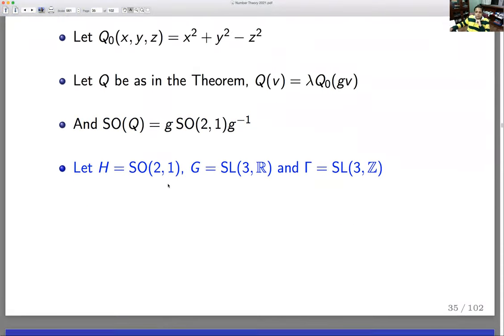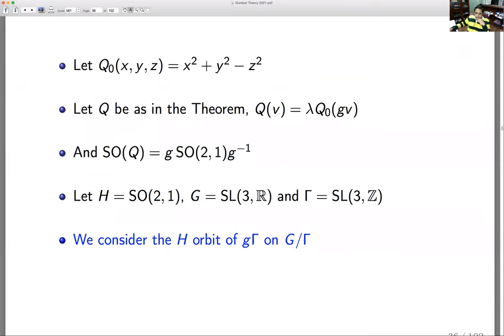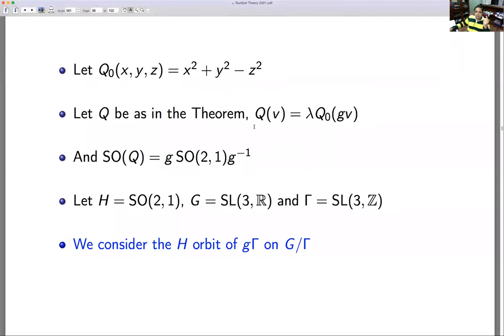And what we're going to do is look at the orbit of SO21 acting on the coset G gamma. So the coset G gamma, this G is the G which comes along with the quadratic form, okay? I have one fixed quadratic form, and I'm writing another quadratic form in terms of this quadratic form. And this G depends on my quadratic form, Q. So the dynamics is the SO21 action on SL3R modulo SL3Z. And precisely, I'm interested in what happens to the coset G gamma when I act by SO21. All right. So let's see what happens.